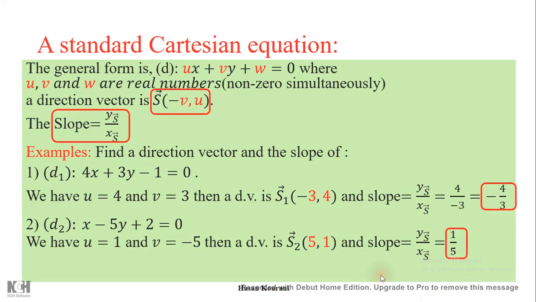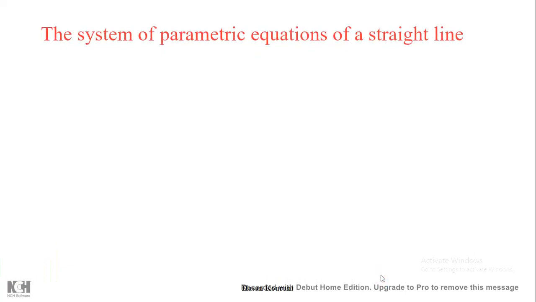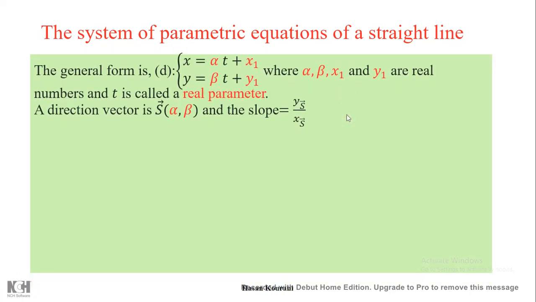Okay, let's see the third form of equations of a straight line, the system of parametric equations of a straight line, which is somehow new for us. From its name, it is a system of two equations. It has this form: x equal alpha t plus x1, y equal beta t plus y1, where these red letters represent real numbers. This variable t is called a real parameter. We will see why when we make the proof for this form.